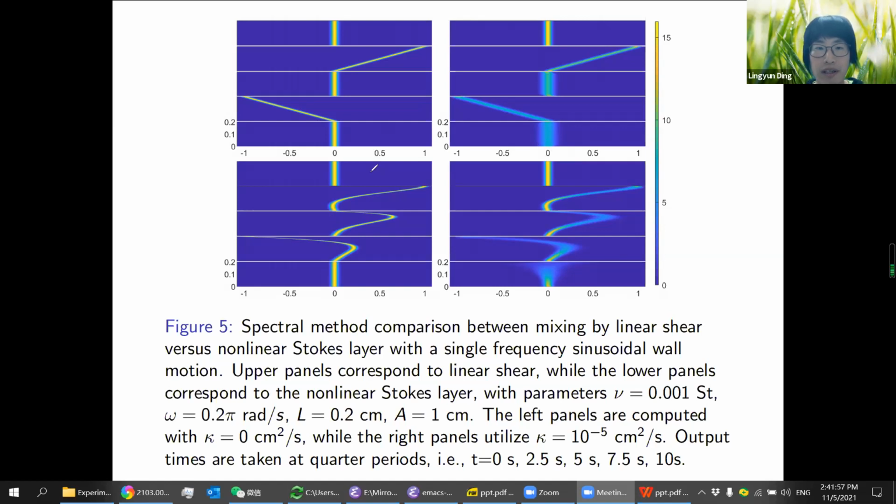Okay, how about this panel? In this panel, there's no diffusivity. However, the viscosity is not infinite. It has finite viscosity, so we can see that we have a non-trivial shape of the distribution. And in this panel, we increase the diffusivity, and we get some interesting pattern of the distribution. Since the velocity is larger near the moving wall, the tracers spread more near the upper wall.